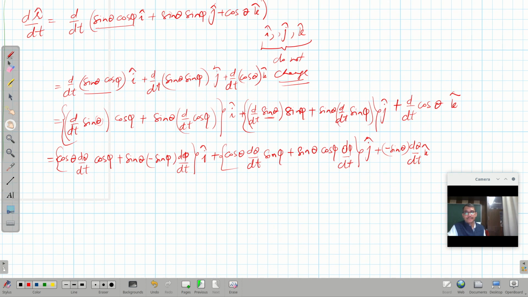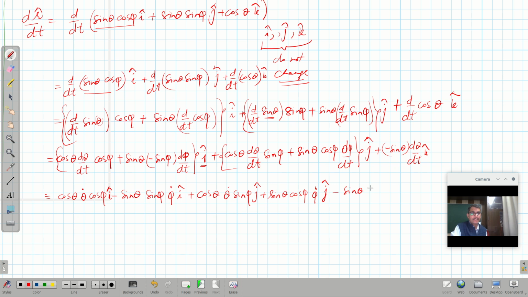So this is cos of theta, theta dot cos of phi, plus minus minus sine theta sine phi and phi cap, and i cap is sitting here, so it can be combined with it, so it is i cap and i cap, then plus cos of theta, theta dot sine phi j cap, plus sine theta cos of phi, phi dot j cap, minus sine theta, theta dot k cap.